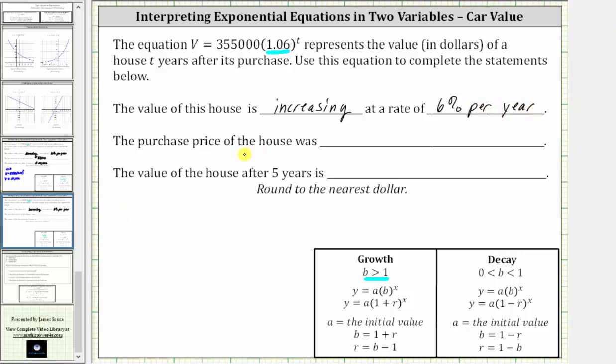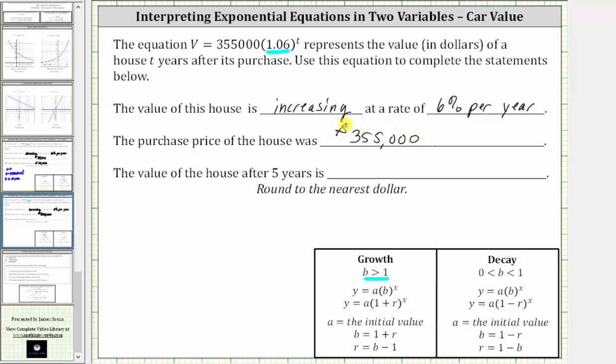Next, the purchase price of the house was what amount? Remember, when we have an exponential equation in the form y equals a times b raised to the power of x, a is the initial or starting value. Notice in our equation, a is 355,000, which means the purchase price of the house was $355,000.